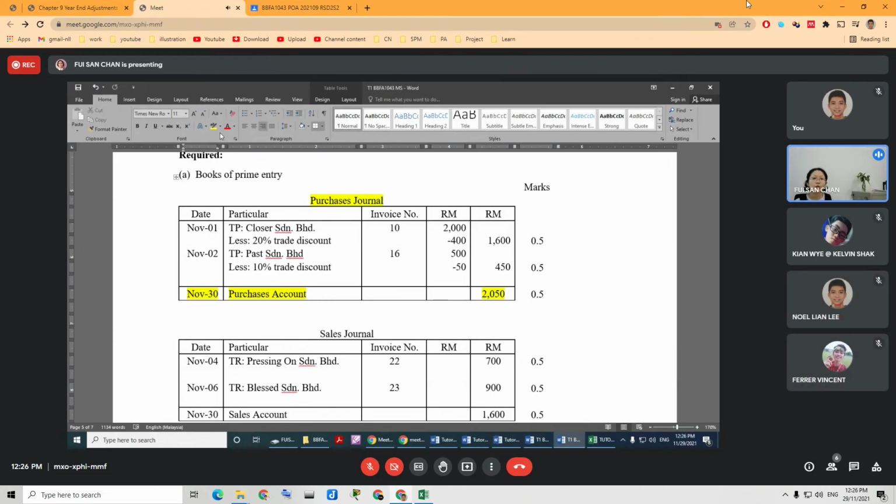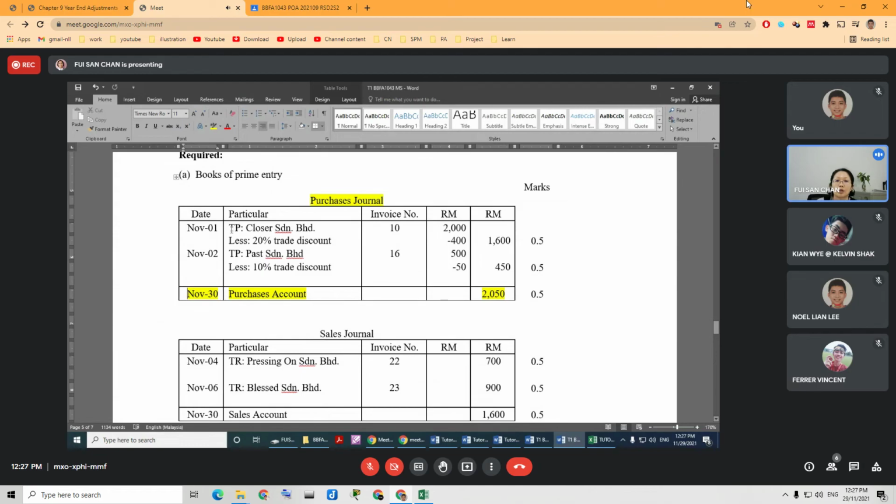So you must put purchases journal, and then read your question whether it's a credit purchase or a credit sales. If you see cash sales, forget it, unless the question asks you to do the cash book, then you can record in the cash book. But if there's no need to do the cash book, then forget it. You just skip. Isn't it easy?